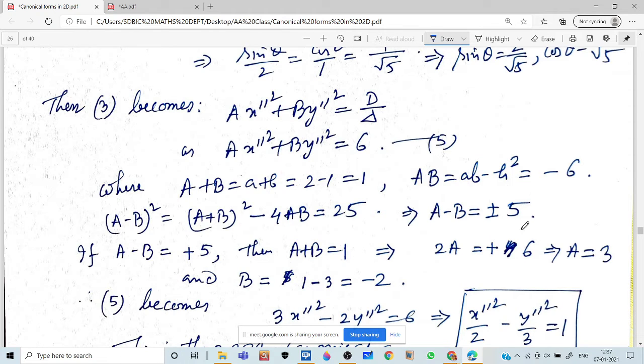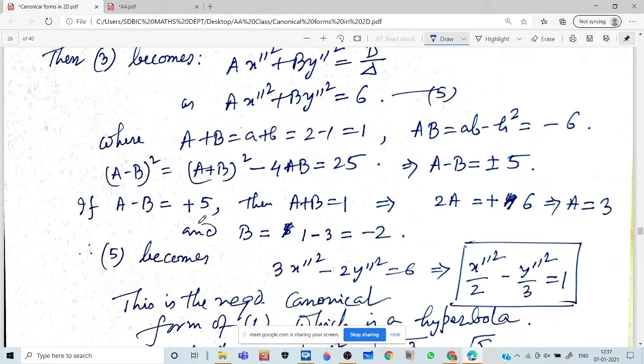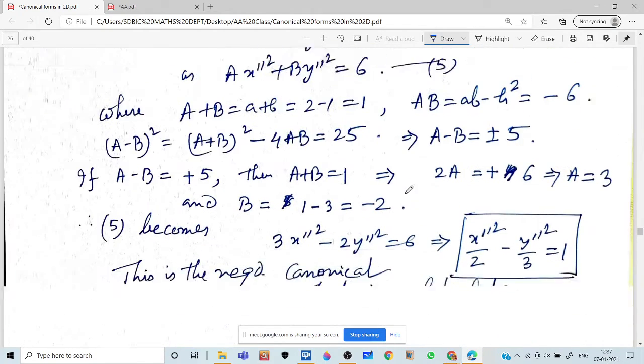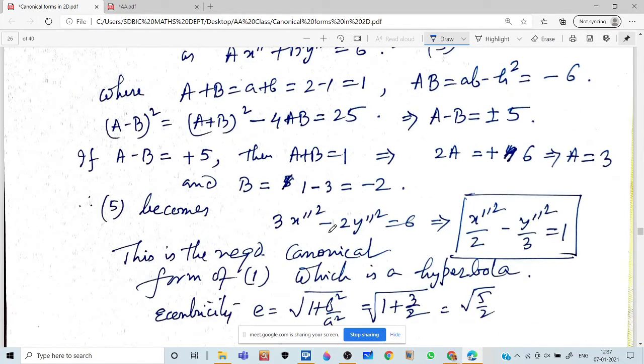So A minus B is equal to plus or minus 5. If we take the positive sign, A minus B is equal to plus 5, so we get A equal to 3 and B equal to minus 2. And then equation 5 becomes 3x double dash square minus 2y double dash square equal to 6, and dividing both sides by 6, we get x double dash square by 2 minus y double dash square by 3 is equal to 1. And this is the required canonical form, and this represents a hyperbola.